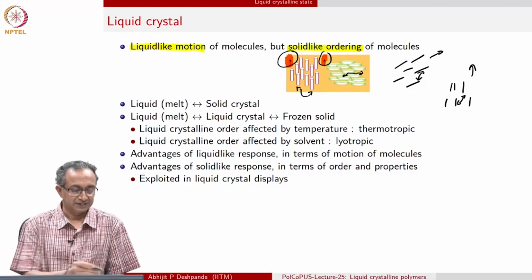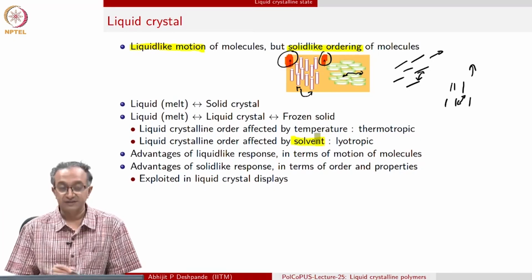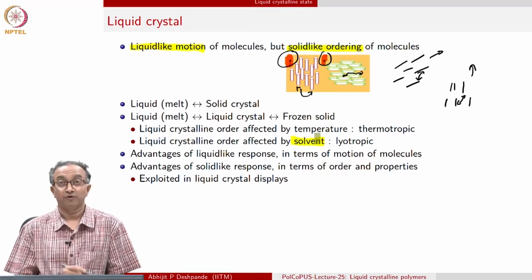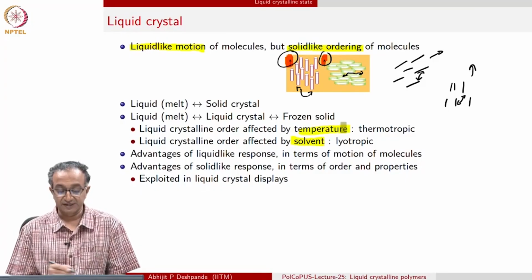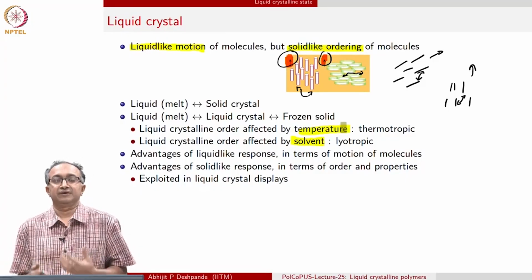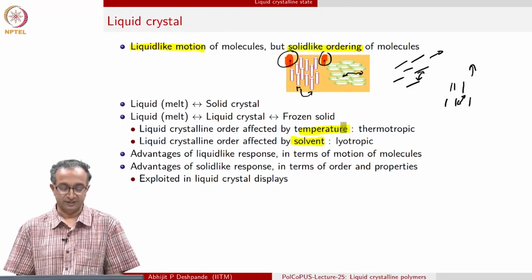So, you can read a bit more about these liquid crystalline materials and how there are different types of liquid crystalline material depending on whether it is a solvent which leads to the formation of liquid crystalline order or disruption of it, or whether it is related to temperature. So, these are textbook-related information on liquid crystals of small molecules.